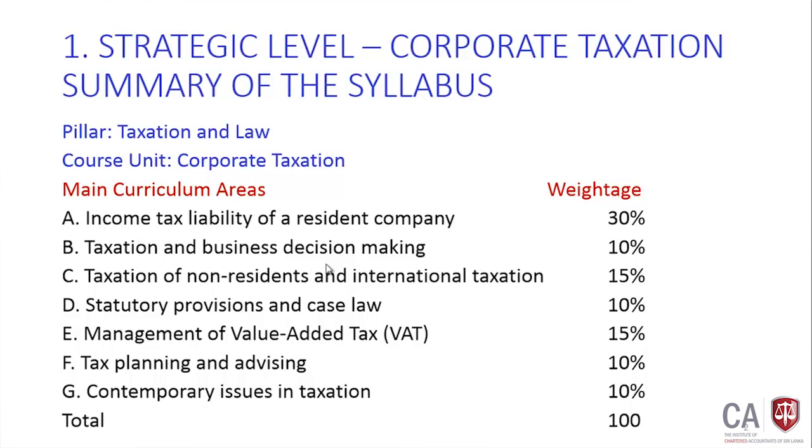The first part is income tax liability of a resident company, comprising 30% of the syllabus. As a single question, company taxation gets the highest marks, maybe 25 to 30 marks as per the paper. For this you need to know, starting from taxable income, the transitional provisions, assessable income, general deductions and specific deductions, through to the income tax rate as per the First Schedule applicable to a resident company. We will see that as the session goes forward.